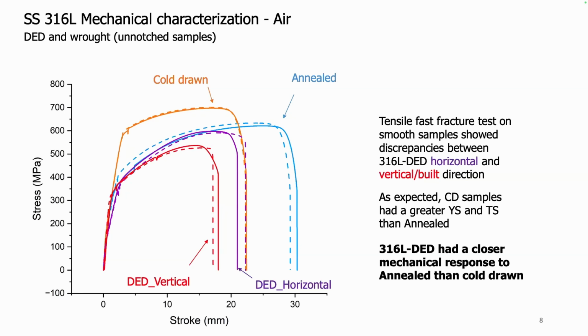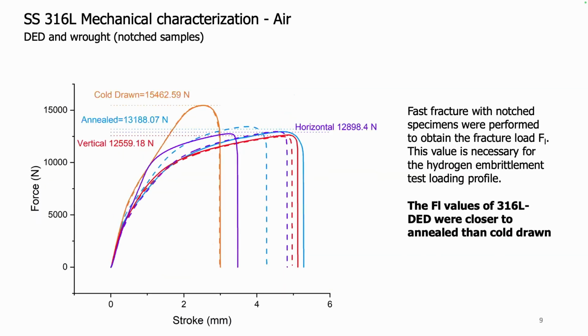And what we observed is that the DED got closer results to annealed than cold drawn. And then those are the results for the samples tested with notch. Again, the idea here is not only to see the performance for the mechanical part, but also to establish the baseline for the step load tensile test. And we observed that the results for the DED got even closer to the annealed than the cold drawn. So if we want to replace materials printed by DED, we should be aiming for annealed, for the direct comparison.